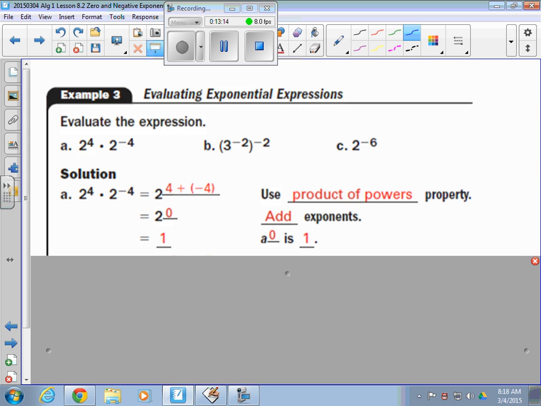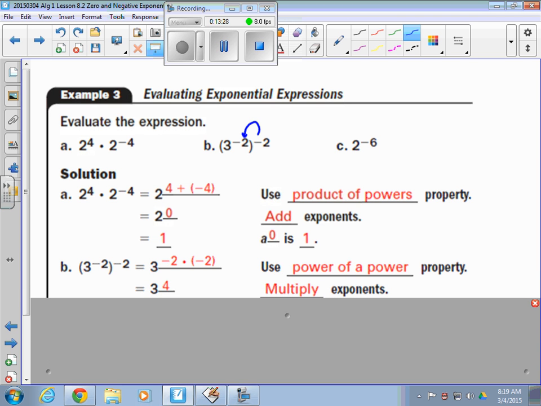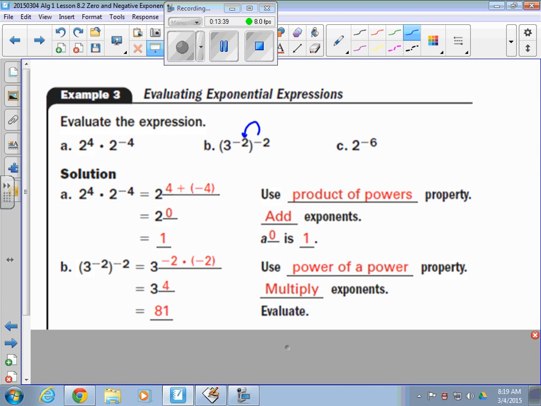3 to the negative 2 to the negative 2. Now you're raising a power to a power. That means you multiply the exponents. We know a negative times a negative is a positive. That's going to give us 3 to the fourth power. That is the power of a power property. 3 to the positive fourth power. And 3 to the fourth power, we're not going to go as far as we went a minute ago, is 81.